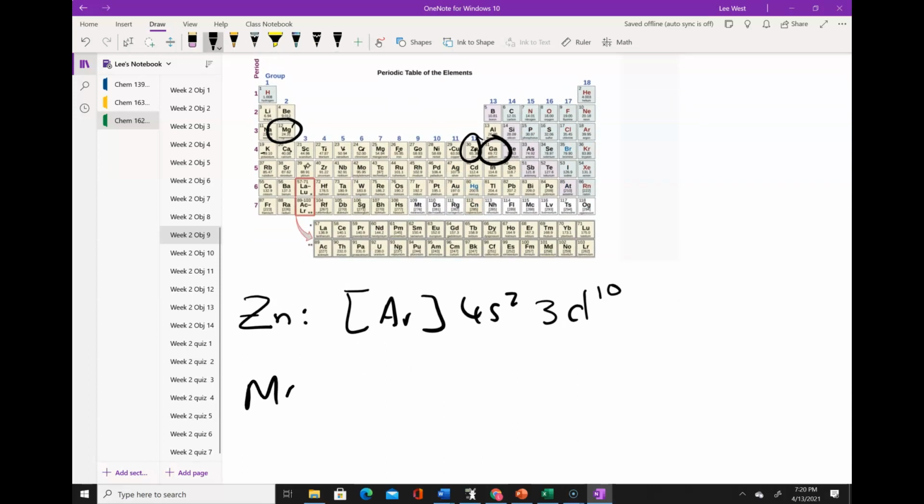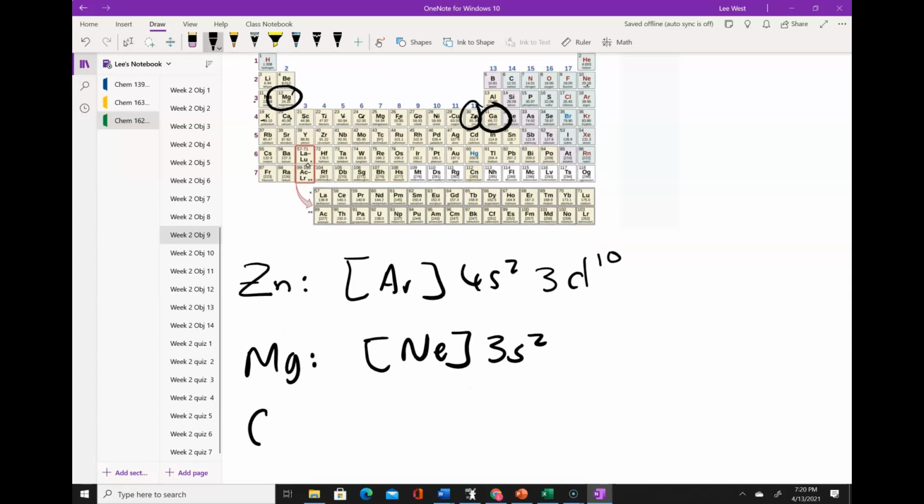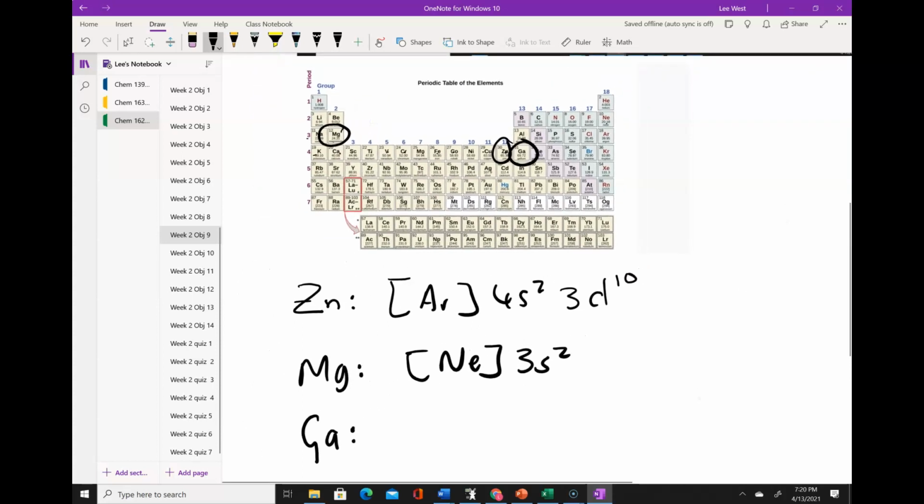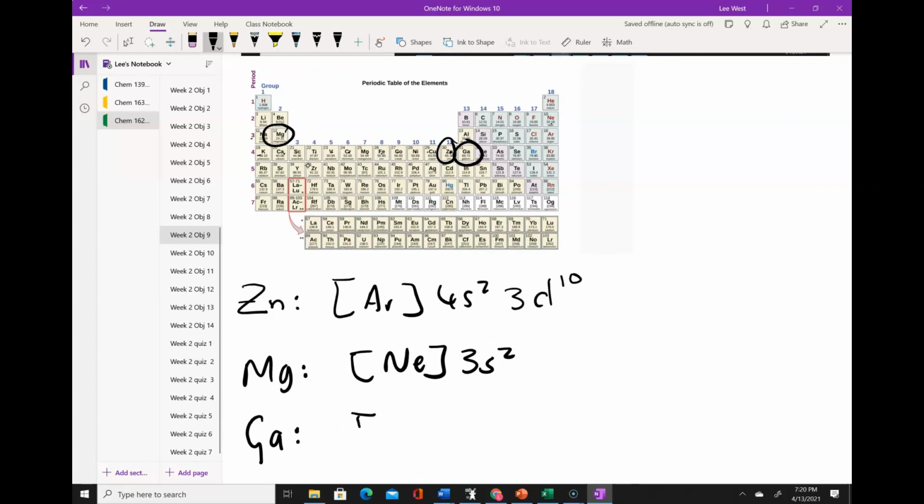Now I've got magnesium. The noble gas that comes before magnesium is neon, and then I've got 3s2. And then finally I've got gallium, which is interesting because I'm going to go all the way across the d and then keep going. So the noble gas that comes before is argon, then 4s2, then all of the d's, 3d10, and then I'm back to 4p, and it's 4p1.